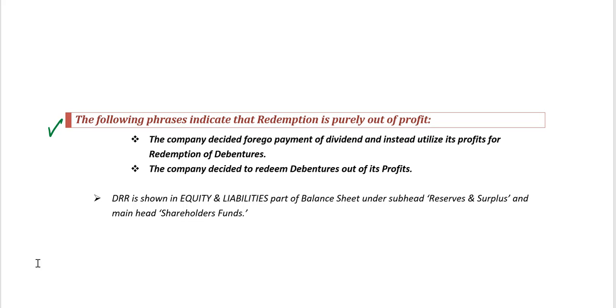How do we know that the redemption should be purely out of profit? Please note, if either of these two phrases are given, then we know that it's redemption purely out of profit and 100% of the face value of outstanding redeemable debentures should be transferred to DRR. Either the question will say that the company decided to forego payment of dividend and instead utilize the profits for redemption of debentures, or the question may specify the phrase: the company decided to redeem debentures out of profits.